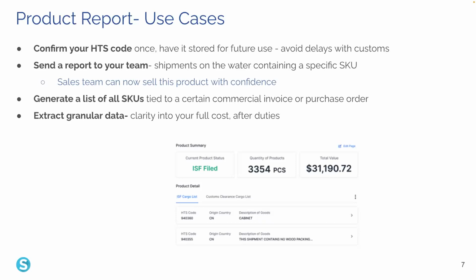You can send a report to your team, for example, shipments that are on the water containing one particular SKU. This will enable your sales team to go out and sell that product with confidence because they can actually easily come in here and see, oh, we have X amount of pieces that are on the way. You can generate a list of specific SKUs tied to a commercial invoice or purchase order. You can also extract granular data. So this really gives you clarity into your full cost after duties. Very powerful to be able to use this.